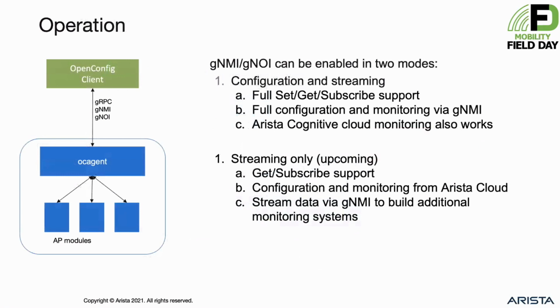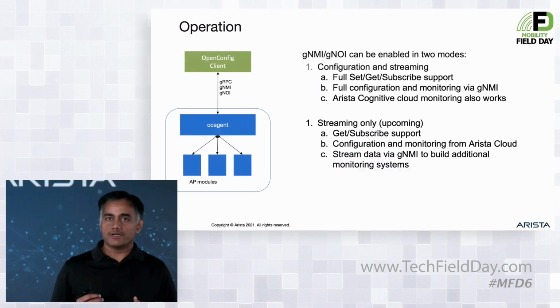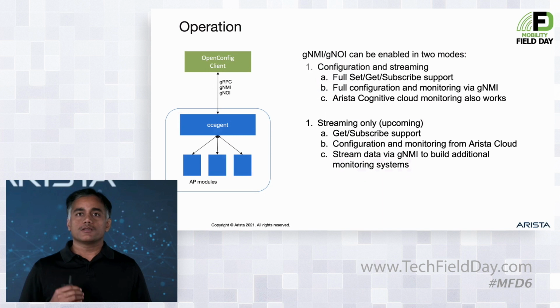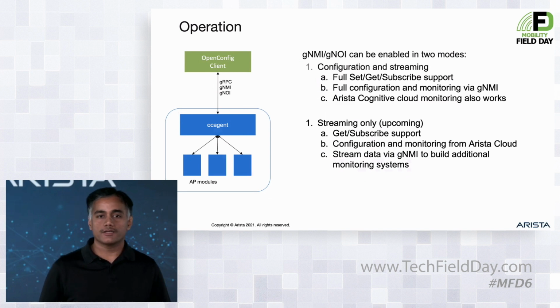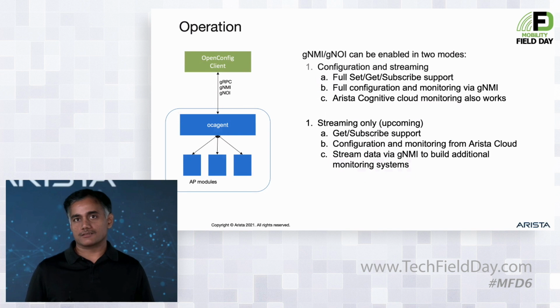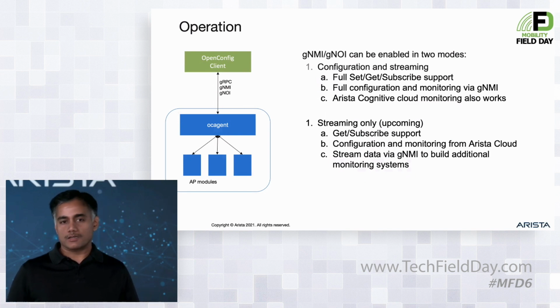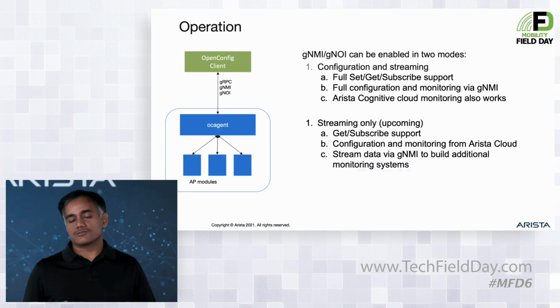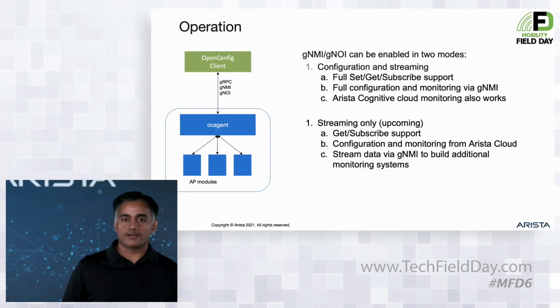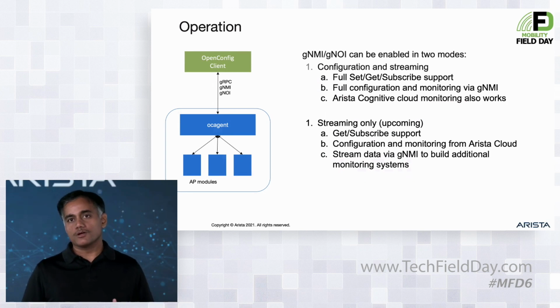In terms of the actual operation, we built 2 different modes. In one mode, you can enable the full thing, both configuration and telemetry, which means the entire set of set, get, and subscribe RPC calls are enabled at the API, and end users can use this to build both configuration and monitoring. At the same time, the Arista Cognitive Cloud Monitoring also works in parallel. Whatever is available on our cloud dashboard is still available, so they can look at the data and troubleshoot from there, as well as continue to build their own systems.